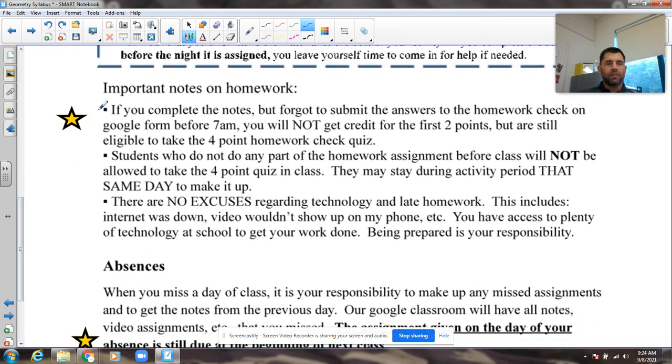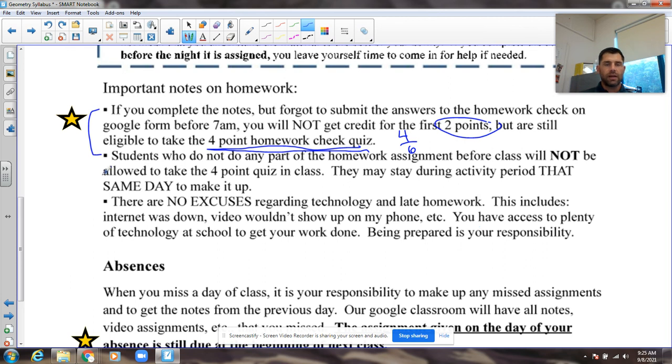All right, and I mentioned this already. I would read this part over. If you don't do your homework on time, due by 7 a.m., you will not get those 2 points of credit. You still are eligible to take the 4-point homework check quiz when you're ready. So if you think about it that way, if you never do your video on time, even if you get your full 4 points, you're only getting 4 out of 6 points total for every homework, and that's going to add up fast.